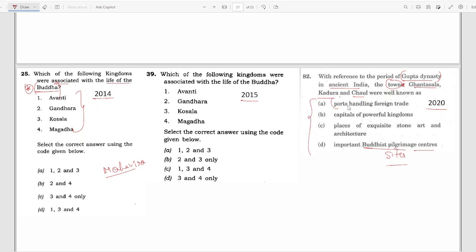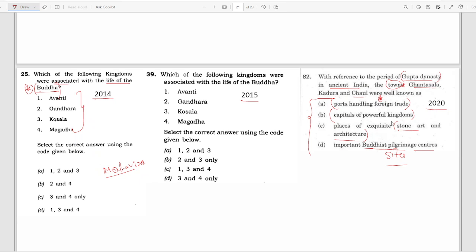You have to learn what are the important ports that were handling foreign trade of a particular period. So whenever you are learning about a particular period, you have to learn about the ports also. You have to learn about the capitals of these kingdoms, and if there are any places that are famous for stone art and architecture. Again, stone art and architecture is important. And then Buddhist pilgrimage centers. So you have to also know about the pilgrimage centers that are present.